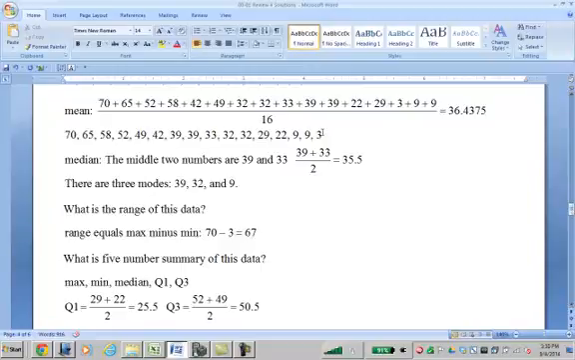So we got 1, 2, 3, 4, 5, 6, 7, 8. Okay, so numbers 4 and 5, 1, 2, 3, 4, so 22 and 29. So Q1 is 29 plus 22 divided by 2, which is 25.5. And then Q3 is the median of the upper half, 1, 2, 3, 4, 5, 6, 7, 8. So it's 52 plus 49 divided by 2, which is 50.5.